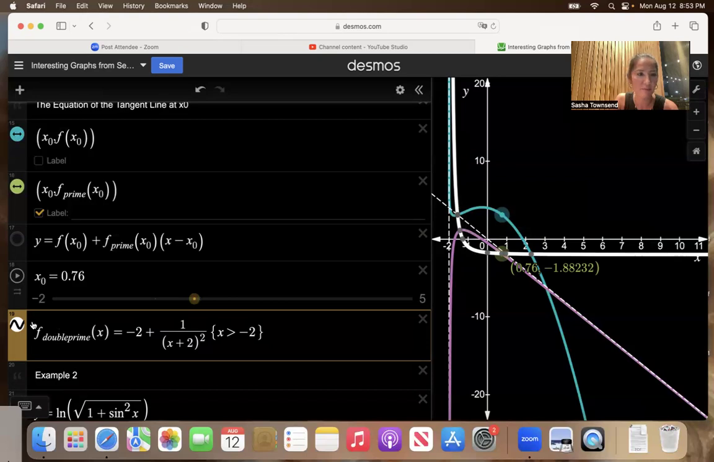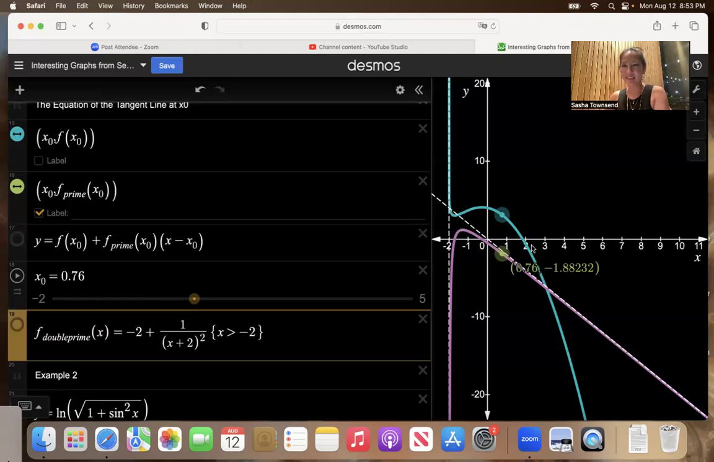side. And I think if we get rid of that and we just focus on that teal graph, we see that it is concave upward, and then it switches to concave downward at some point. In order to find that x value exactly, rather than using the decimal approximation, we can just do the algebra on paper. We've got f double prime as negative 2 plus 1 divided by (x plus 2) quantity squared. Let's do that on paper.